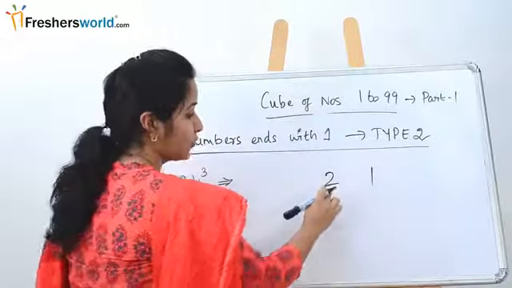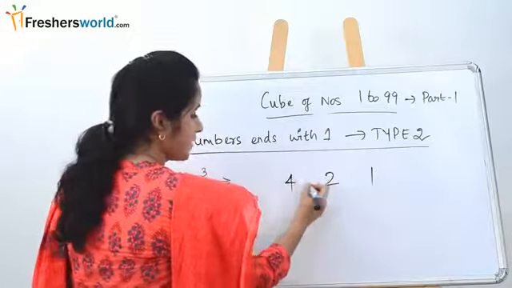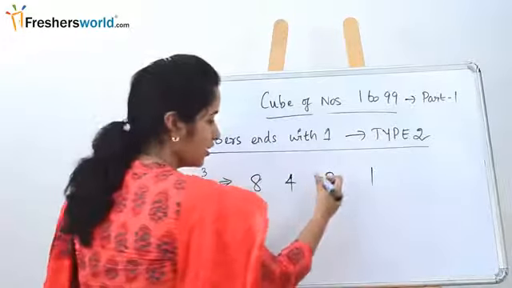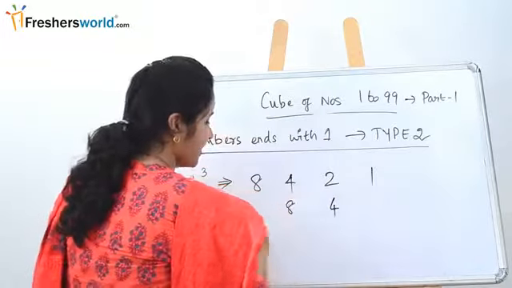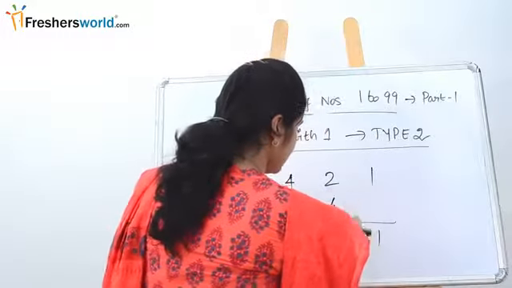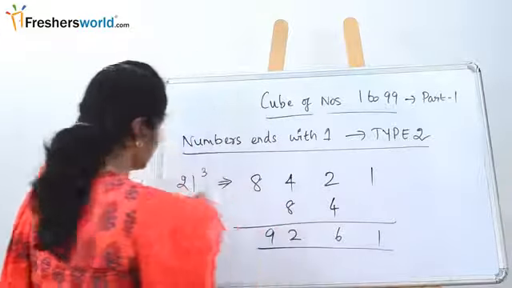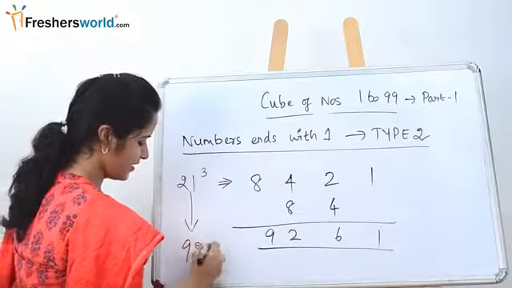Same way we are going to do it. 2 square is nothing but 4. 2 cube is nothing but 8. Similarly multiply the middle digits by 2. 2 twos are 4, 4 twos are 8. Now add it. 1, 6, 9, 2, 6, 1. So 21 cube is nothing but 9261.